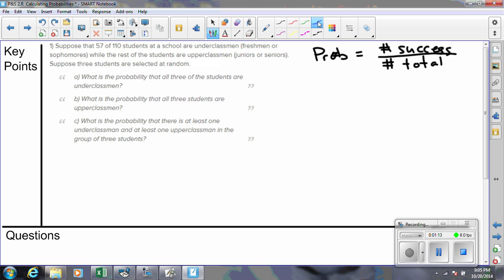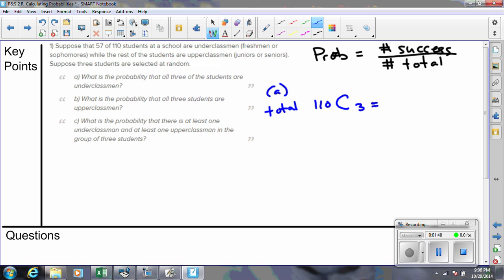There's absolutely nothing that indicates that we need to be concerned with whether or not order is important, because the order in which they get picked is not relevant. That's what would let us know these are combinations. And so we would have 110 students, and we're choosing 3 of them. This piece here is the total number of ways that we could get everyone.